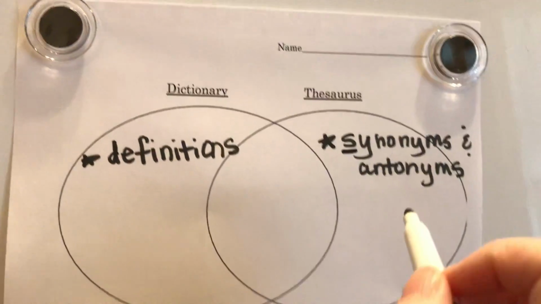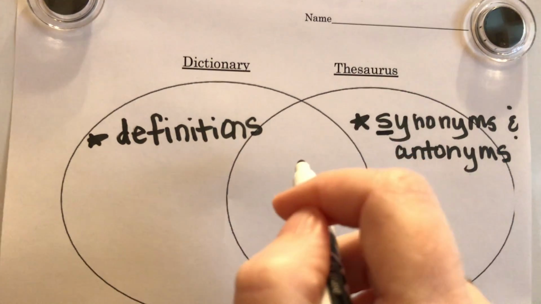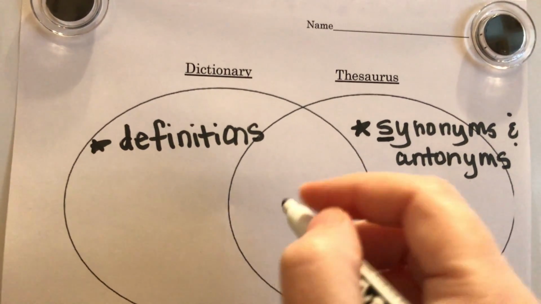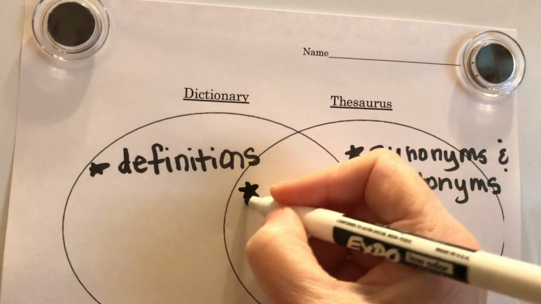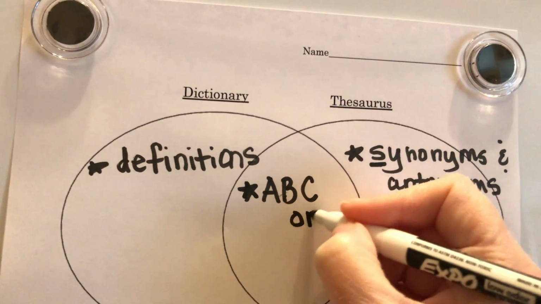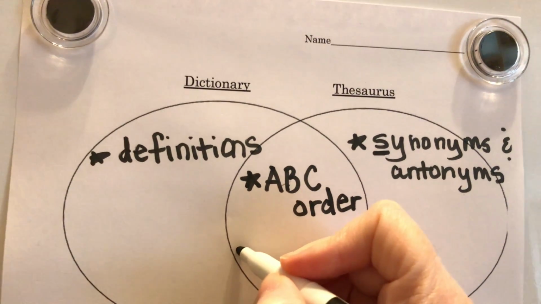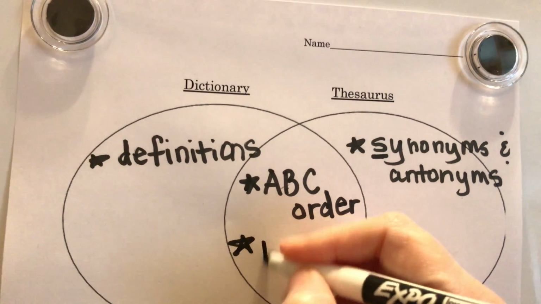Good job. Let's think about some things that are the same about the dictionary and the thesaurus. Well, we know they both are in ABC order. If I remember correctly, they both have parts of speech.